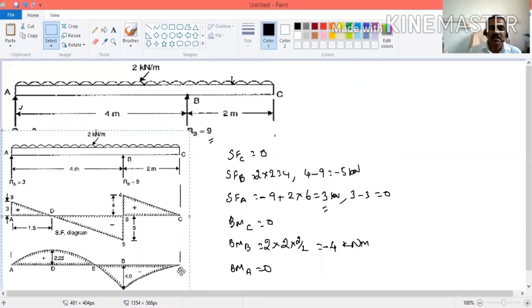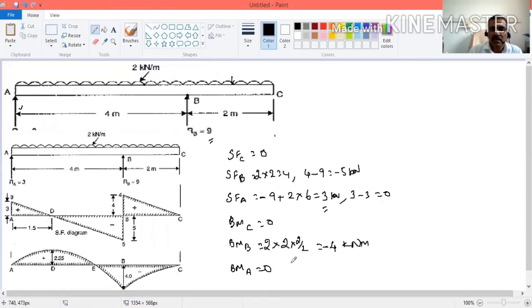Bending moment at C is equal to 0. Bending moment at B is equal to minus 4. And bending moment at A is equal to 0. Then you will connect like this. It will not go like this, so it will be wrong. Now you find bending moment at D also. I am calculating bending moment at D.